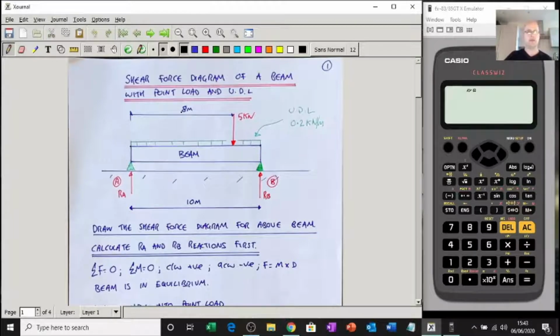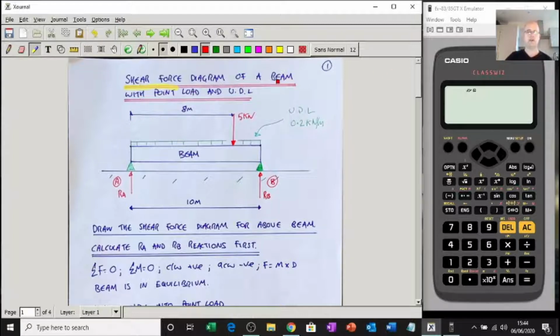This is the third in the series of my videos. I've got a series of videos now on shear force diagrams. We've done one with just a UDL, we've done one with just point loads, but this is the daddy of them all, because it's got a UDL and a point load, so it combines all of them. This is a typical one you might get in an assignment from me, so it's worth paying attention.